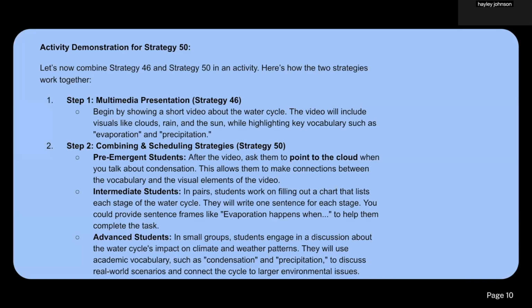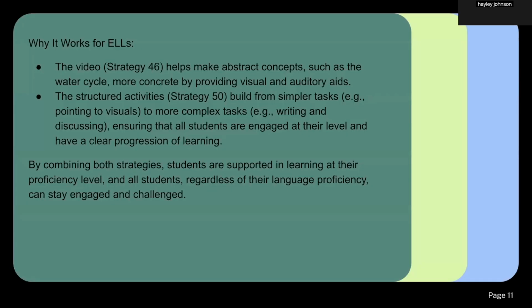Step 3. Finally, increase the complexity with a written response task. Ask students to write a short paragraph explaining the differences between the two ecosystems, using the vocabulary they've learned. For example, they might write, the forest has more precipitation than the desert. The desert has very little rainfall.